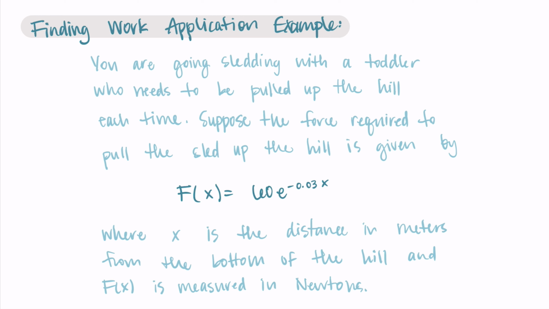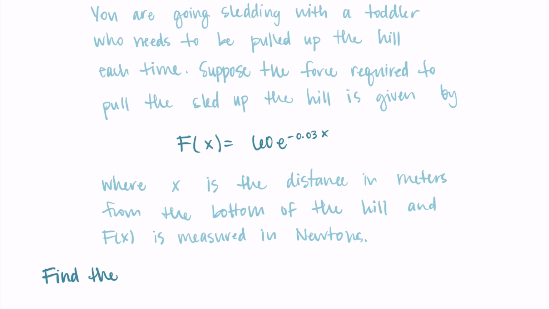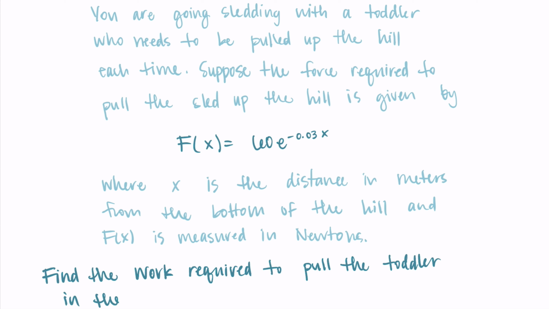Then let's think that the force required to pull the sled up the hill is given by the following function. We have f of x is equal to 60 e to the negative 0.03 x. Here, x is the distance in meters from the bottom of the hill, so going up the hill, and f of x is measured in newtons, so it's a force. Our task is going to be to find the work required to pull the toddler in the sled 25 meters up the hill.